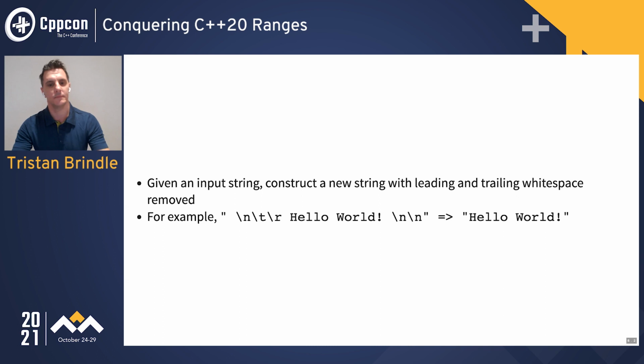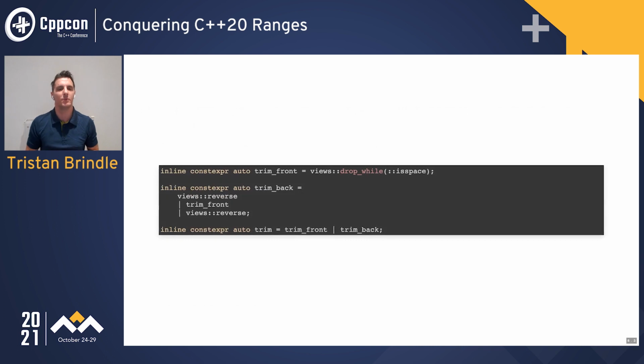Okay, so if you're on YouTube, you can go and have a look at how we originally solved this. But the final solution we came up with was something like this. We had a customized trim front adapter, which was a specialization of the standard drop while view. Then we had our custom trim back adapter, which was a combination of first reversing, then trimming from the front, and then reversing again. And finally, we had our trim adapter, which was just trim front followed by trim back.